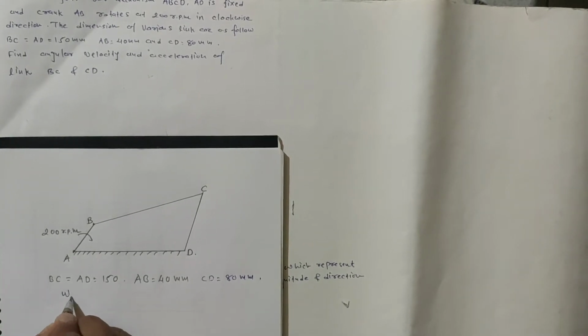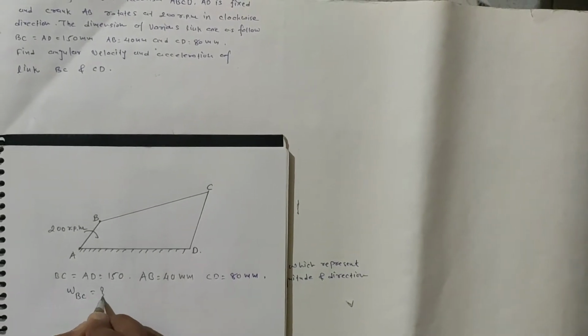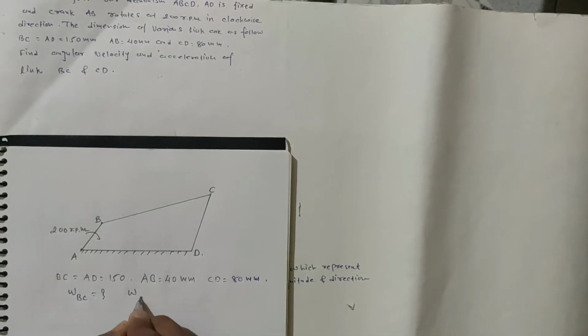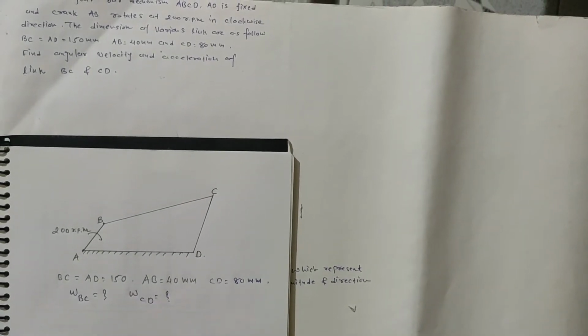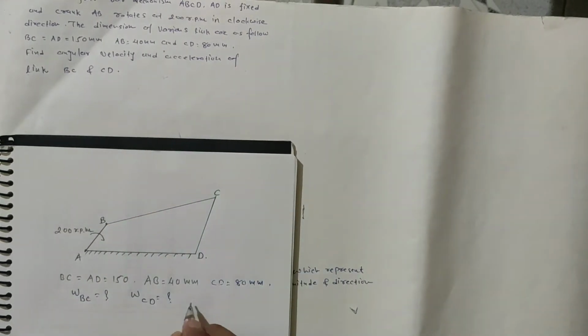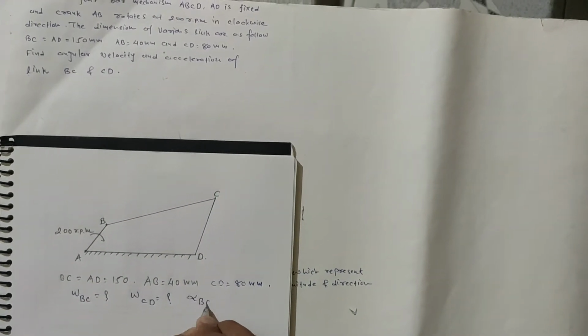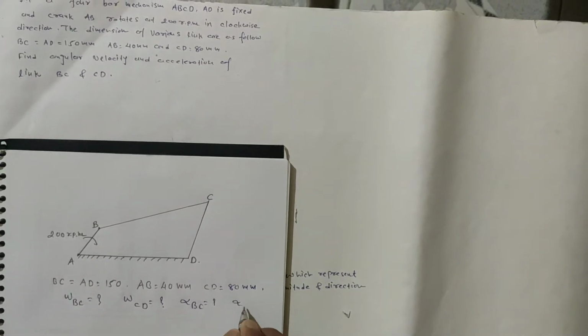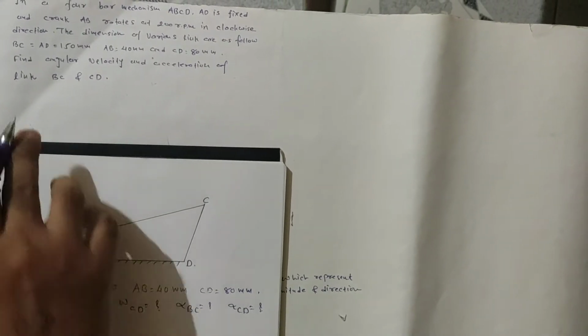Here we have to find omega, which represents the angular velocity. We have to find the angular velocity of BC and the angular velocity of CD. Clear? This data is given in your book. The first thing given in your data is the 50 degrees, which is not useful in the calculation, but this 50 degrees is useful to draw this diagram.